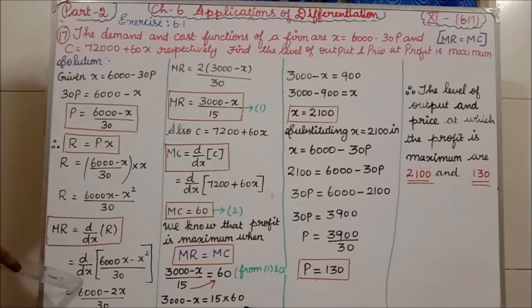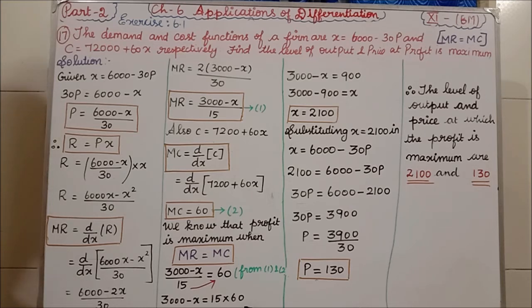So, d by dx of revenue, you are going to differentiate with respect to x. Revenue, what answer are you having? 6000x minus x square by 30. If you differentiate 6000x, x differentiates to 1, so 6000 into 1 is 6000, minus x square differentiates to 2x divided by 30. After differentiating, the marginal revenue we are getting is 6000 minus 2x divided by 30.